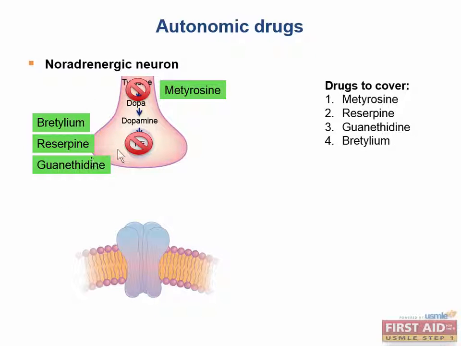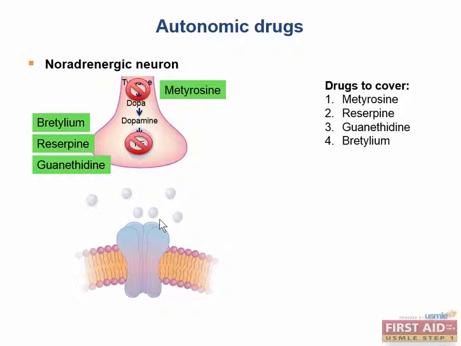So in summary, metyrosine, reserpine, guanethidine, and bretylium have different mechanisms of action, but they all work to decrease sympathetic outflow by decreasing the norepinephrine neurotransmitter release. So just like in the cholinergic neuron, an action potential will cause the release of our norepinephrine from the presynaptic neuron. And once in the cleft, our norepinephrine will act on the receptors, causing some sort of effect. Some drugs actually increase the concentration of norepinephrine inside the synaptic cleft, leading to an increase in sympathetic outflow.